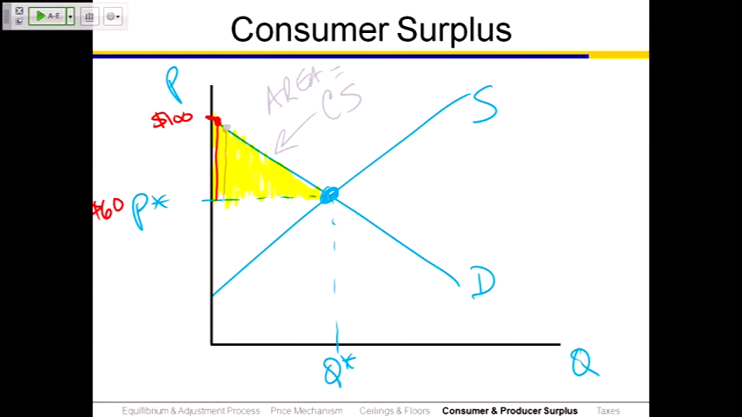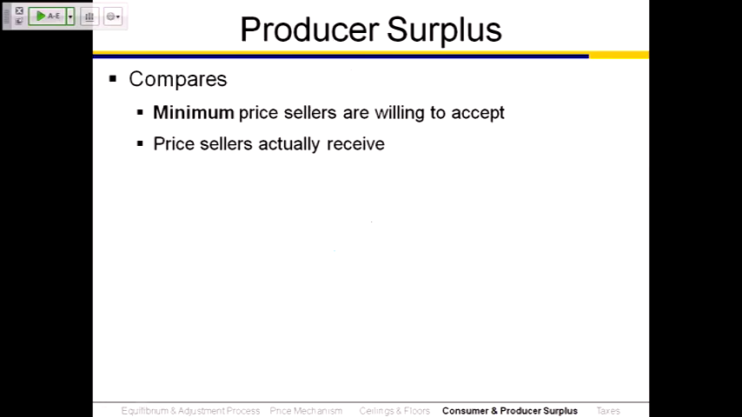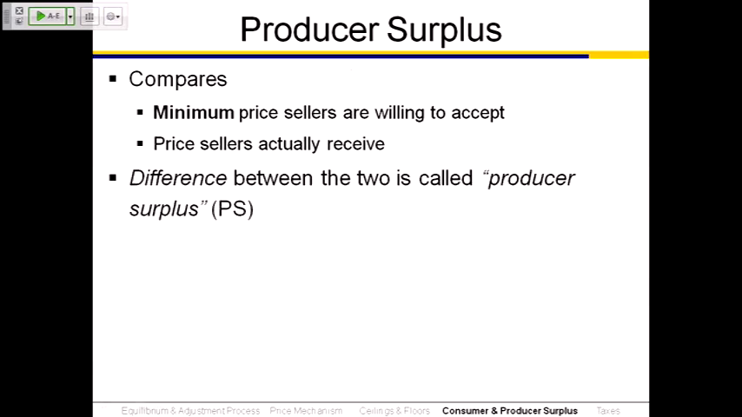Now instead of consumer surplus, we can talk about producer surplus. Producer surplus is going to compare the minimum amount the seller was willing to accept with the price they actually are willing to sell it for. So you think back to that football ticket example. We have some people who were willing to sell the ticket for $20, but if it actually sold for $50, they got $30 worth of producer surplus. They got $30 more than they had expected. Usually the sellers in that case say they made a killing. That difference between the minimum price they're willing to accept and the price the sellers actually receive is called the producer surplus. PS for producer surplus.